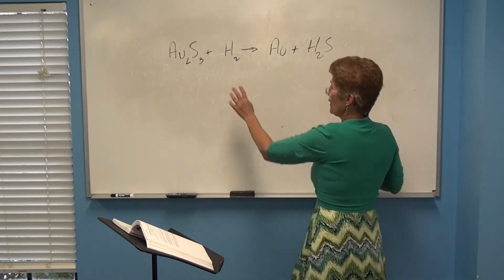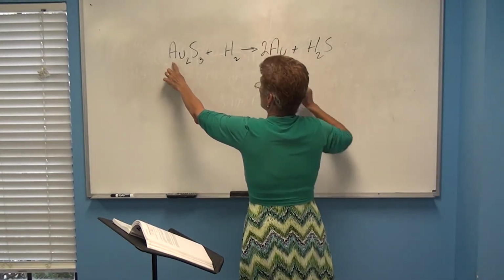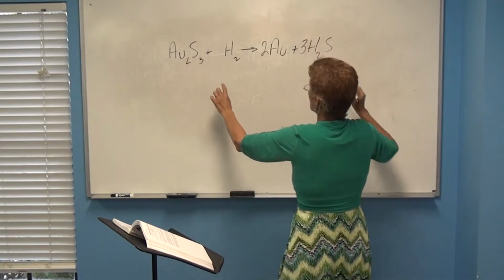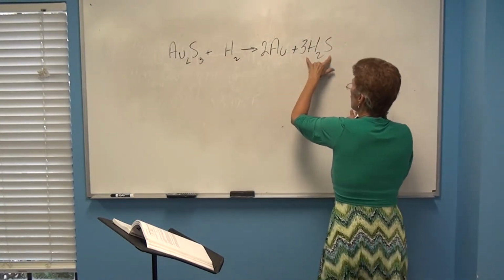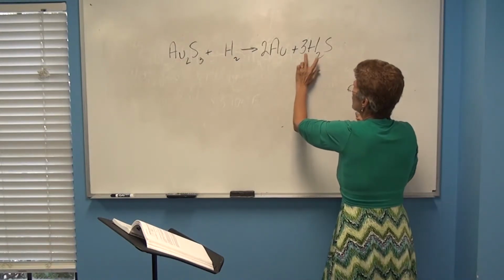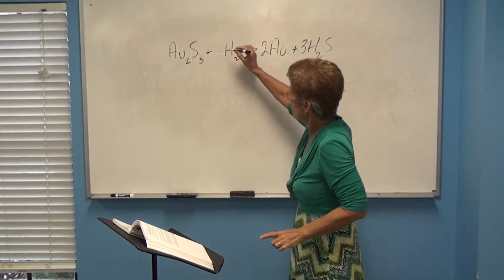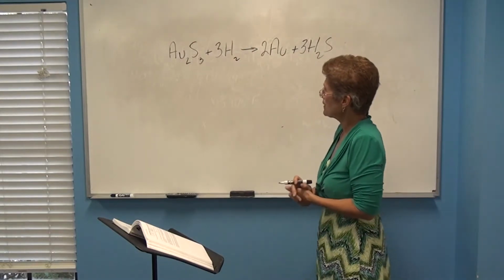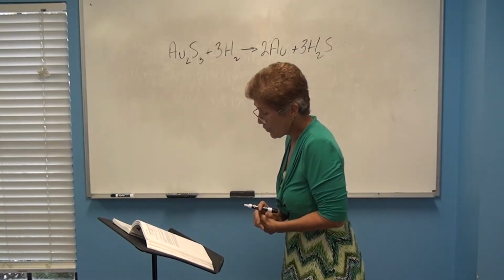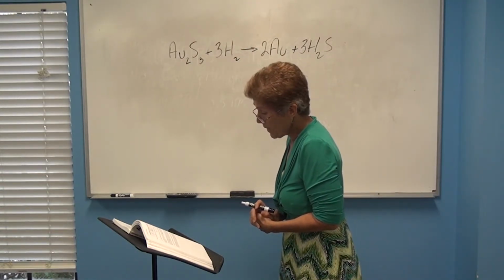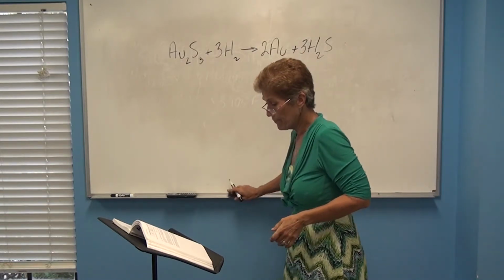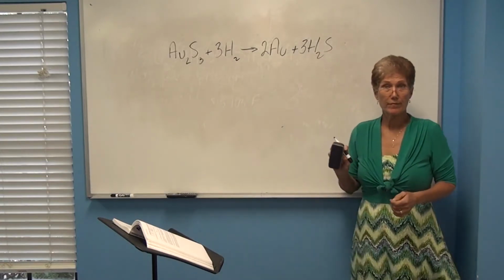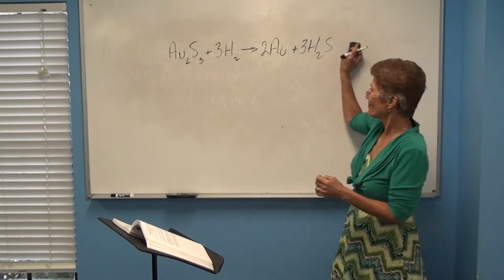I think so. All right, there's 2 of these, so we're going to go 2. There's 3 of these, so we're going to go 3, right? So we have 2 golds, we have 3 sulfurs, so now we have 6 hydrogens. So I'm going to come over here and put a 3, and that'll give me 6 hydrogens. And so that should be balanced. Yep. Okay. Get out of the way so you can see it.